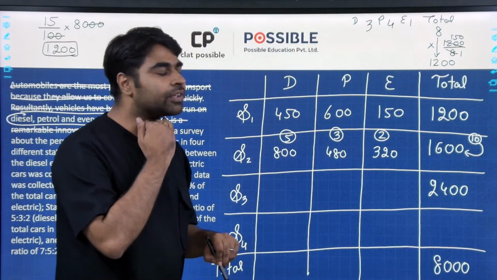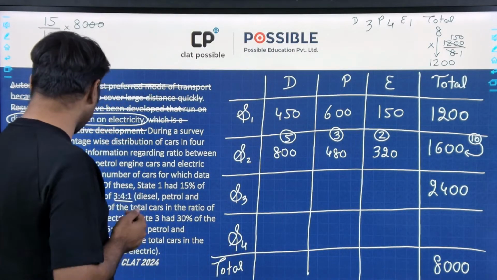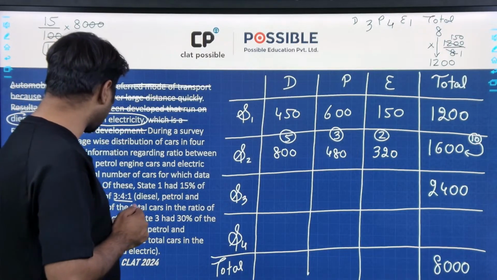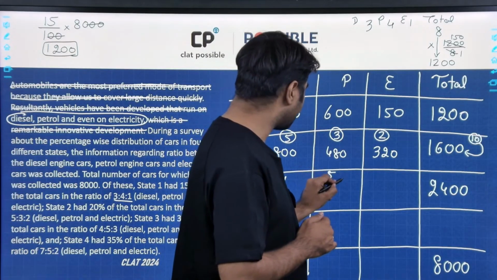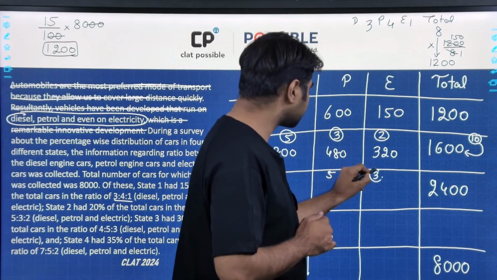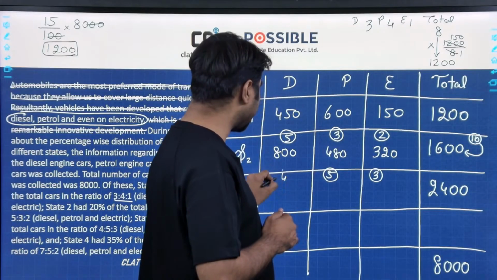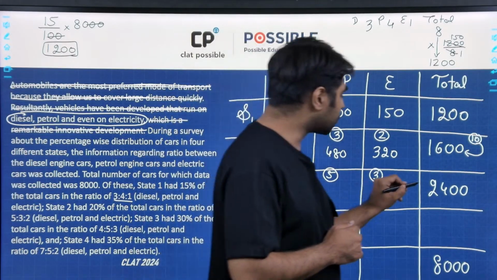Right? So if the total is 2400, how much is going to be state 3? The state 3 ratio is 4, 5 and 3. So 5 plus 3 is 8, 8 plus 4 is 12. So our total is 12.